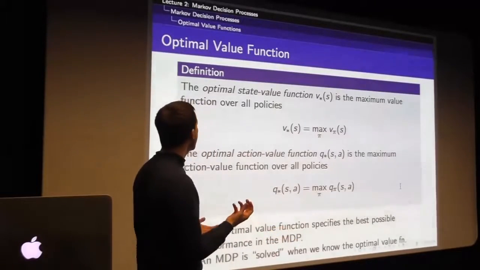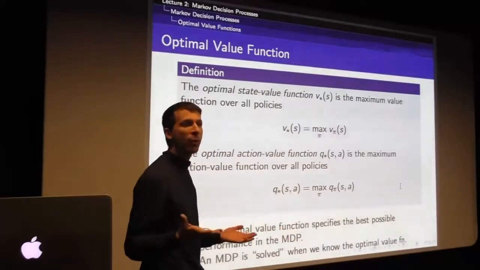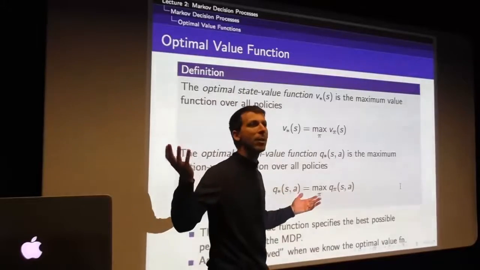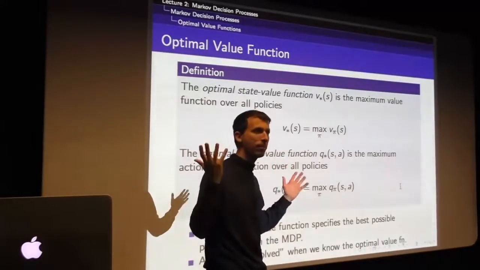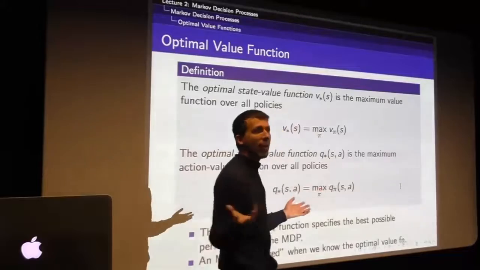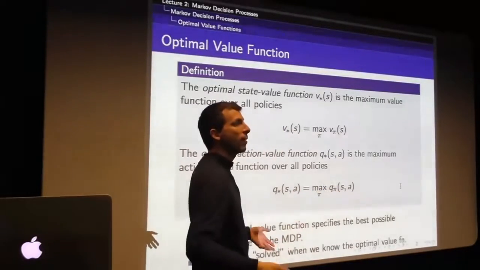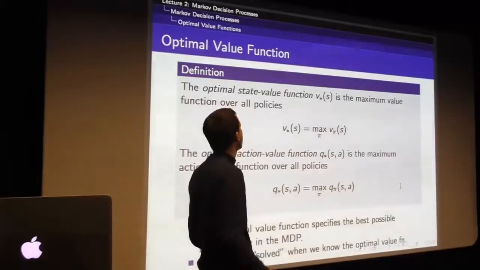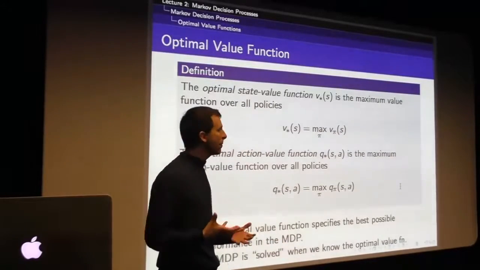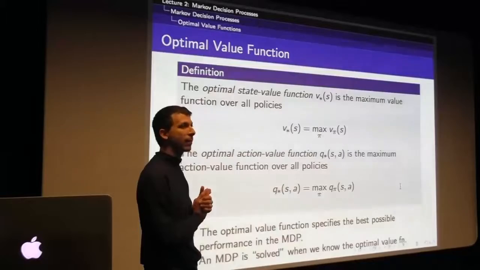So what we really want, we don't really care about how much reward we'll get following this crazy 50-50 policy in the student Markov chain. What we care about is finding the best path through the system. In general, you want to find the optimal way to solve your problem. And so let's define what that really means now. We're going to start with value functions.